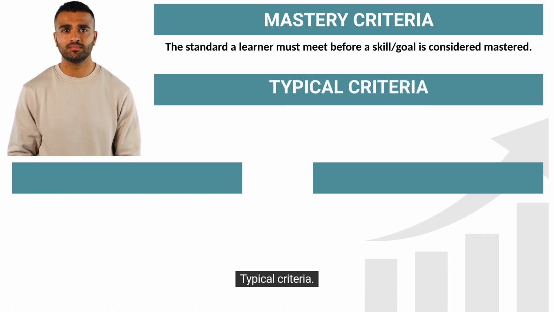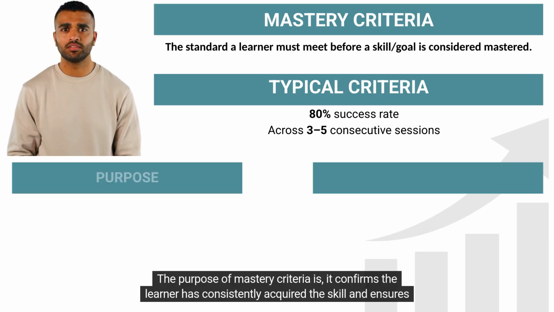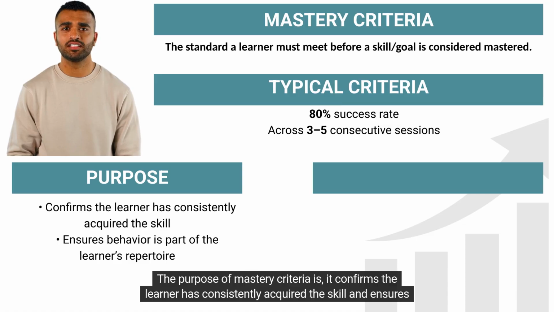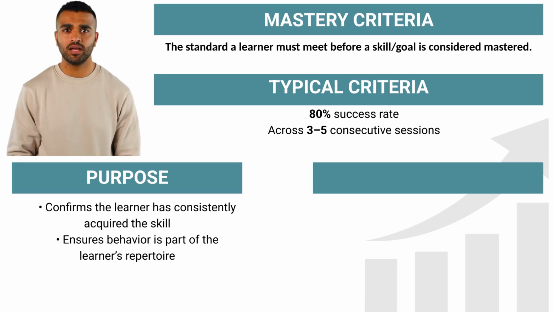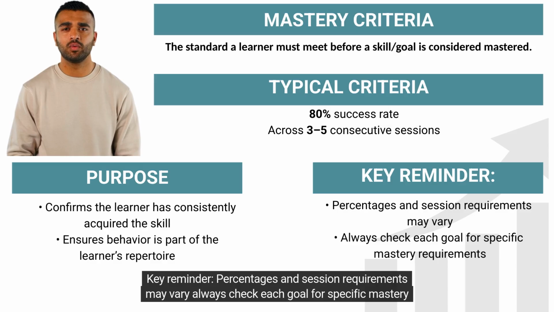Typical criteria: a learner is required to engage in a targeted behavior in 80% of opportunities across 3 or 5 consecutive sessions. The purpose of mastery criteria is it confirms the learner has consistently acquired the skill and ensures behavior is part of the learner's repertoire. Key reminder: percentages and session requirements may vary. Always check each goal for specific mastery requirements.